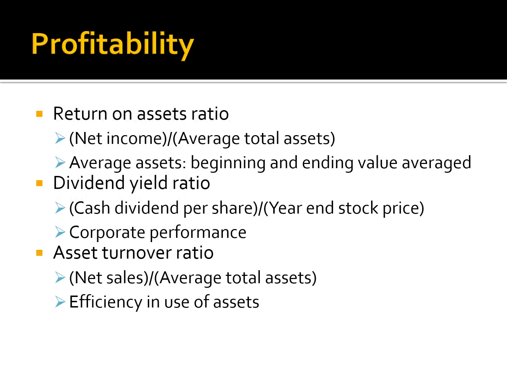Your business's profitability is usually measured by 3 different ratios. The first ratio is return on assets ratio. This is where you take your net income and divide it by the average total assets. Your assets are averaged with their beginning and ending value. The second is the dividend yield ratio. This is where your cash dividend per share is divided by the year-end stock price and is usually used to measure corporate performance. The third one is the asset turnover ratio. This is where your net sales are divided by your average total assets. And this is usually used to measure the efficiency in the use of your assets for your business.